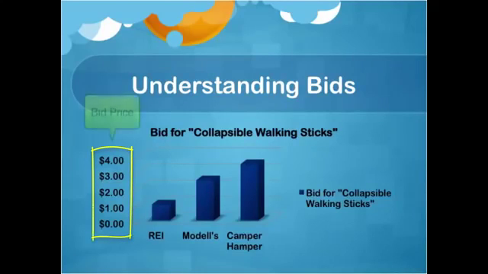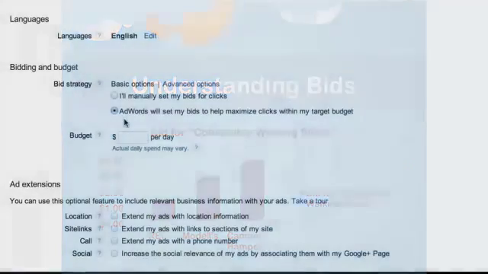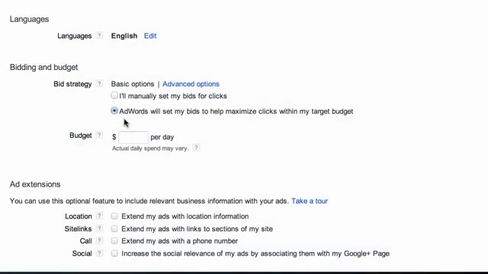This is where bids come in. One of the main factors that goes into Google's split-second decision of who gets the first, second, and third ad positions is how much each company bid on the keyword collapsible walking sticks. In other words, how much each company is willing to spend on the keyword collapsible walking sticks. So for now, we're just going to let Google choose the best bids based on our daily budget. And rest assured, they do a darn good job. When you're ready, you can always take over the reins and set your bids manually.